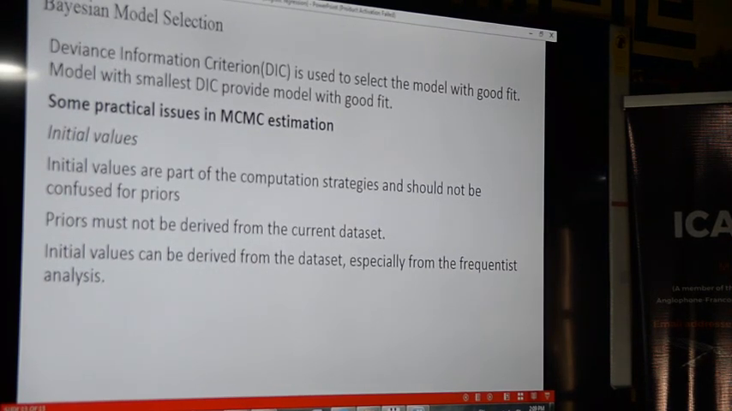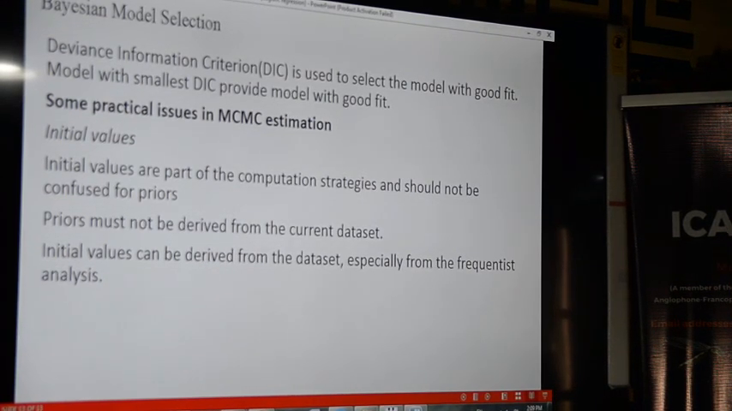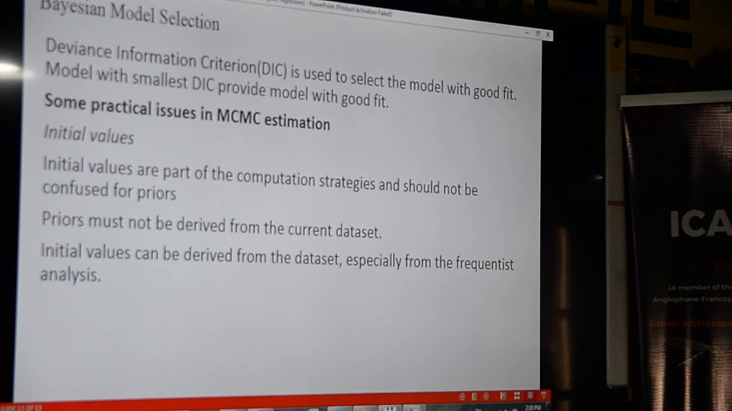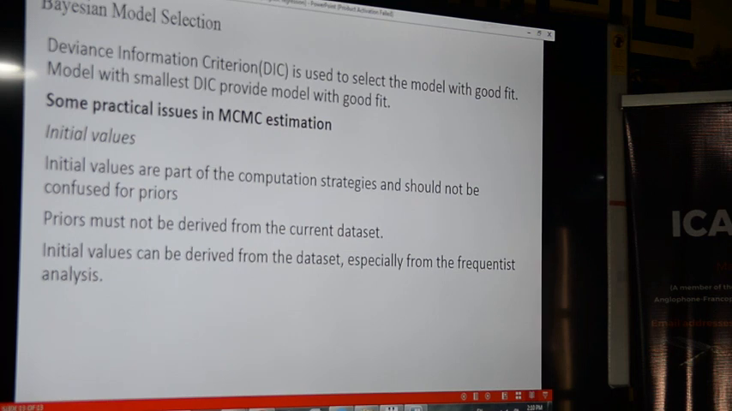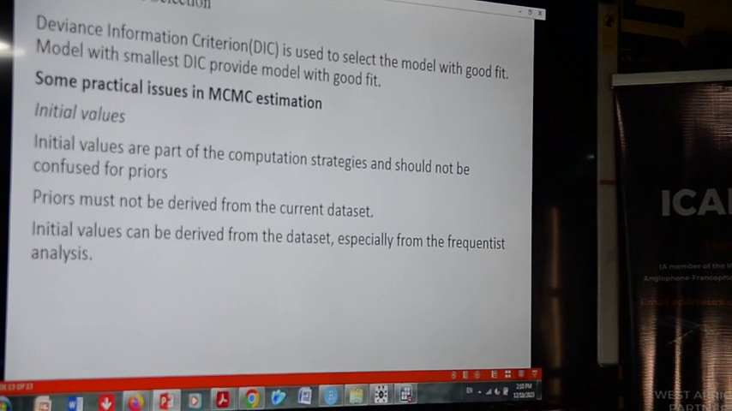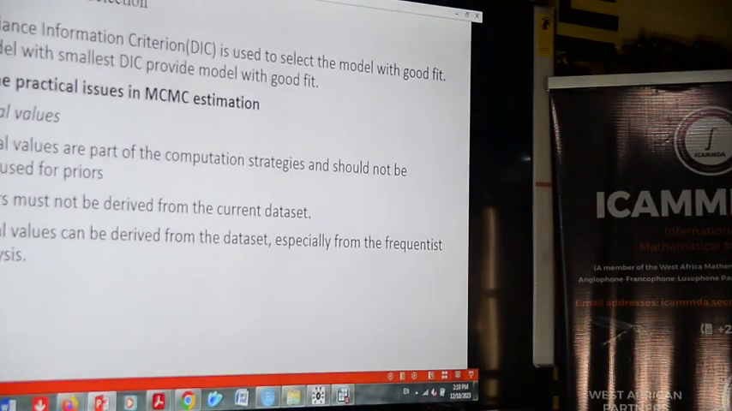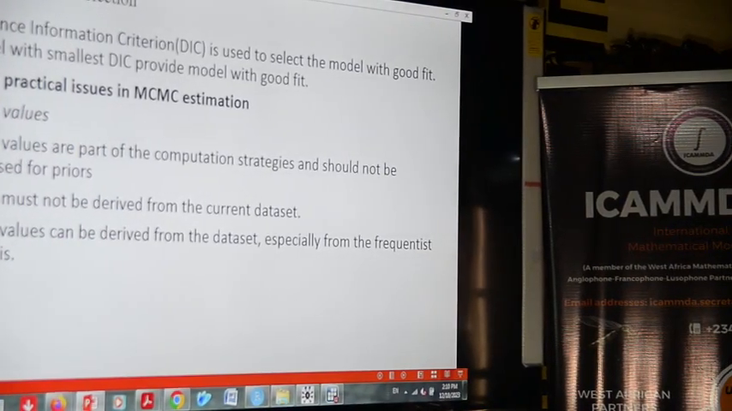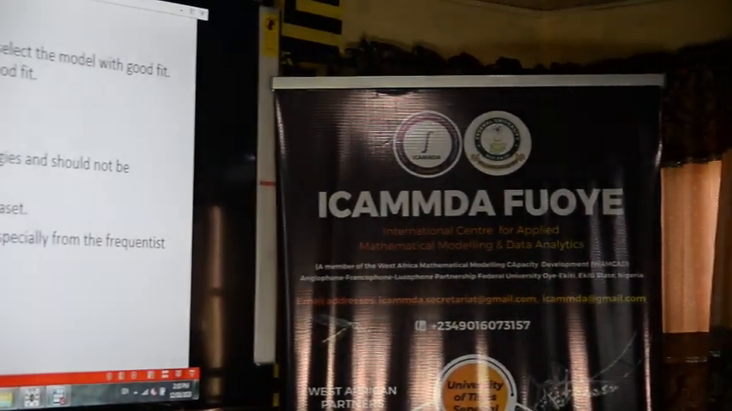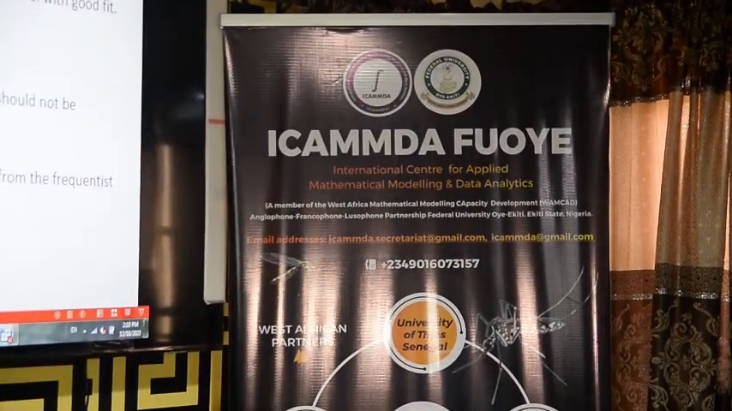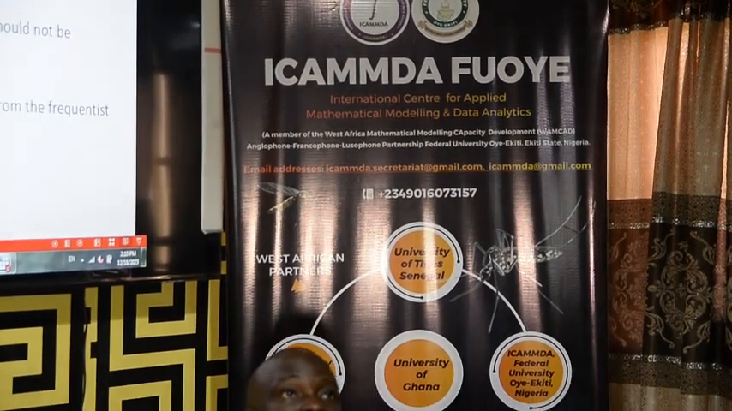Now, these are very important things. Priors must not be derived from the current data set. It must not be derived from the current data set. But the initial value can be derived from it. Maybe you have done your classical inference. The value you get for your beta there, you can use as your initial value in an OpenBUGS environment.